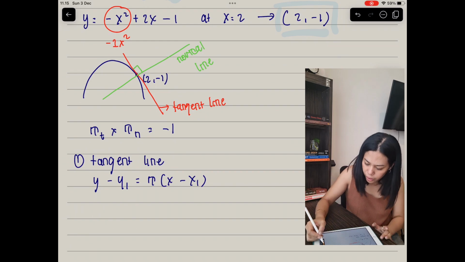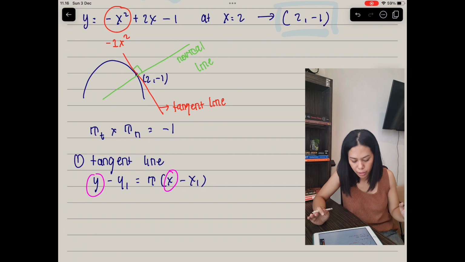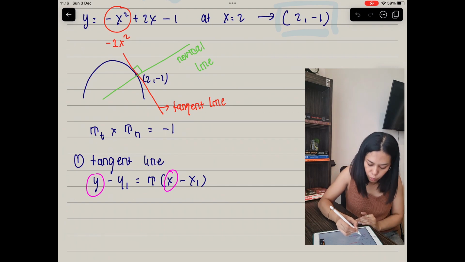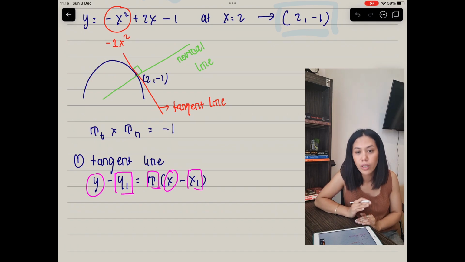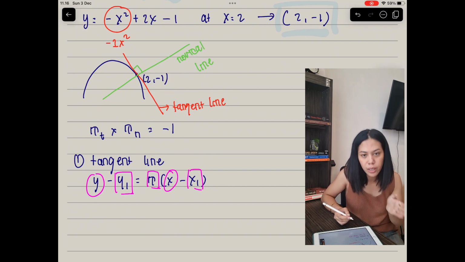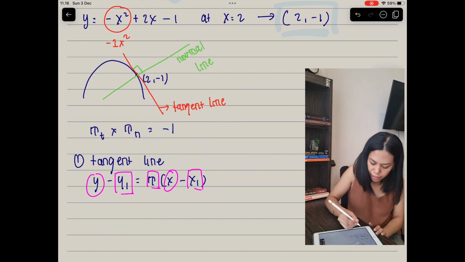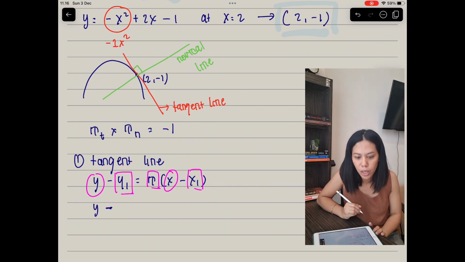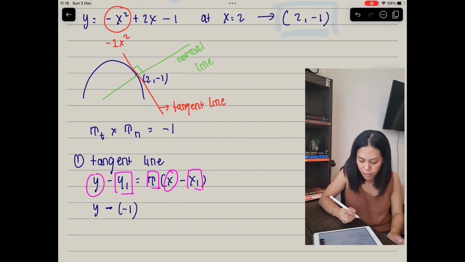The y here and the x here, we're just going to leave alone. It's just part of the formula. The ones that we're going to fill in are the y1, m, and the x1. So let's fill in the y1 and x1 first. The y1 and x1 are the coordinate that they gave us to find the equation of the line. So it's going to be y minus, okay, let's see, what was the coordinate? It's 2 comma negative 1. So the y1 is negative 1, because it's given 2 comma negative 1.